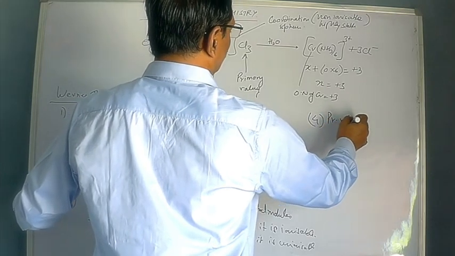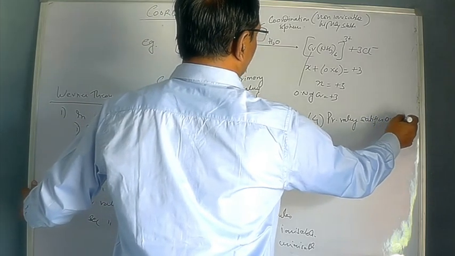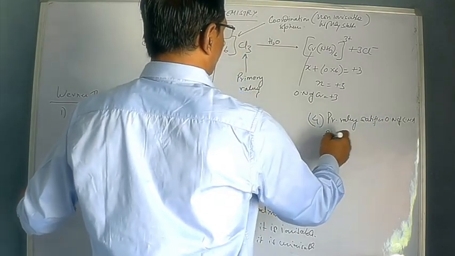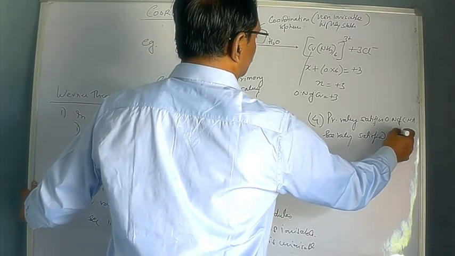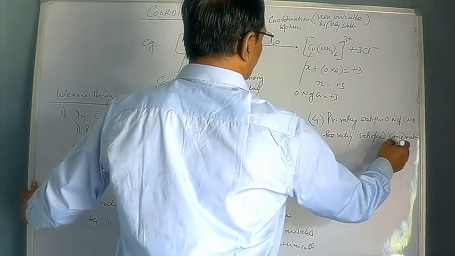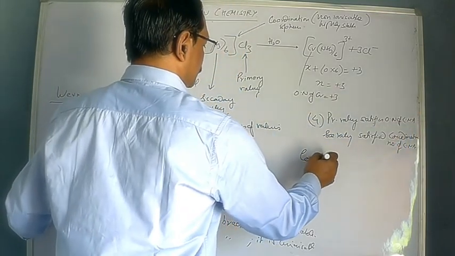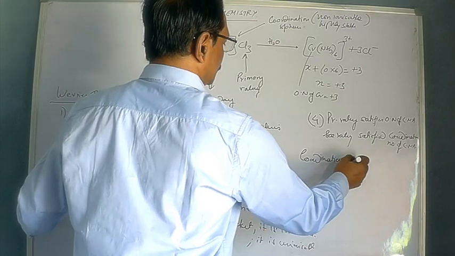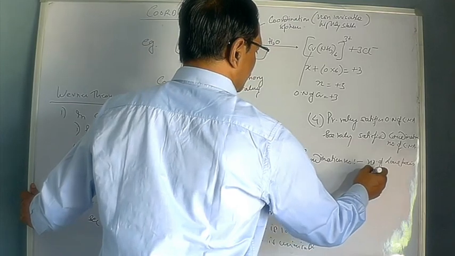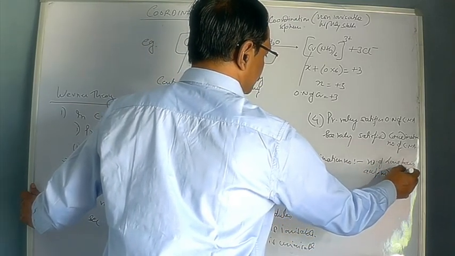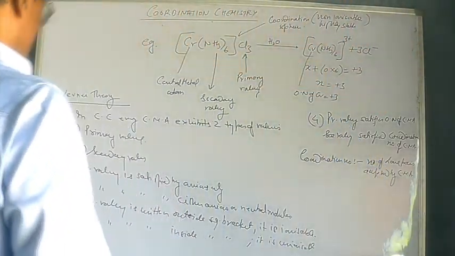Primary valency satisfies the oxidation number of CMA, whereas secondary valency satisfies the coordination number of CMA. So class, what is coordination number? Coordination number equals the number of lone pairs accepted by CMA. So the number of lone pairs accepted by CMA will give you the coordination number.